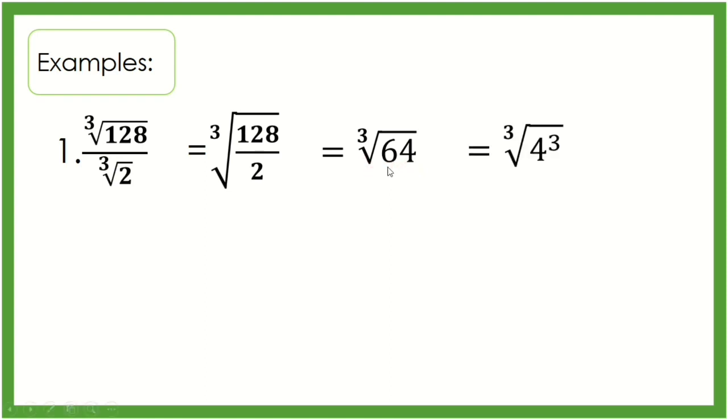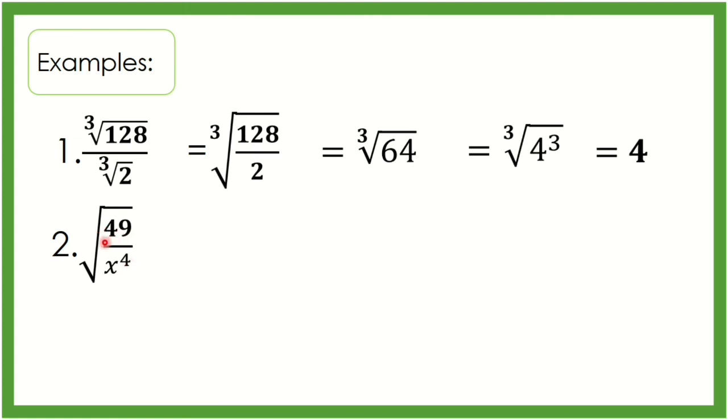Okay, ang 64 ay equal siya sa 4 cubed. 4 times 4 is 16, times 4 is 64. So, apply natin yung first law. Parehas yung kanilang index at saka exponent. So, ang maiiwan yung 4. The answer is 4. Number 2, we have the square root of 49 over x to the 4th.